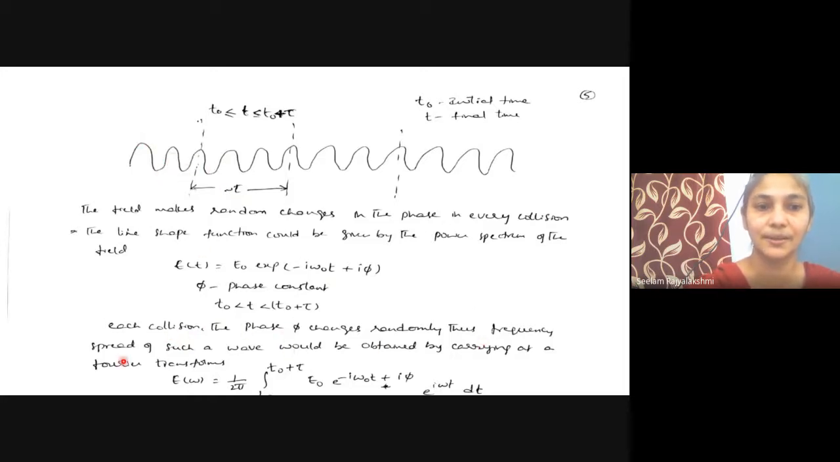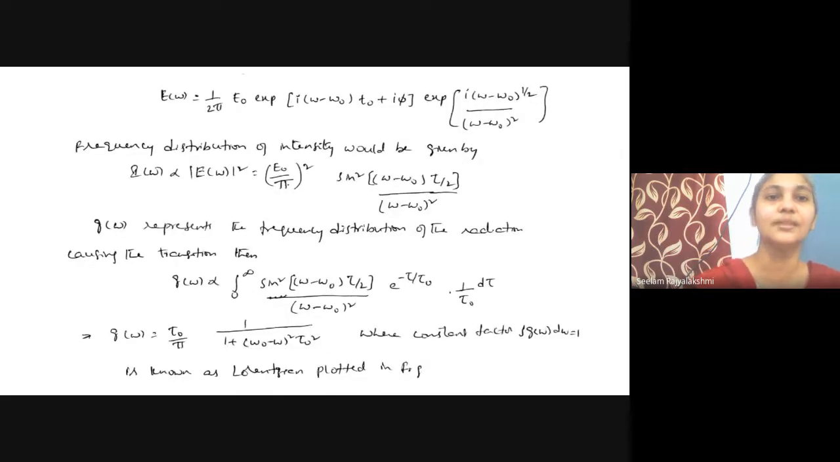Thus the frequency spread of such a wave is obtained by carrying out a Fourier transform. So E(ω) equals 1/2π times the integral from t₀ to t₀ + τ of E₀ e^(−iω₀t + iφ) e^(iωt) dt. So E(ω) is equal to 1/2π E₀ exp(i(ω − ω₀)t₀ + iφ) times exp(i(ω − ω₀)τ/2) divided by (ω − ω₀)/2.